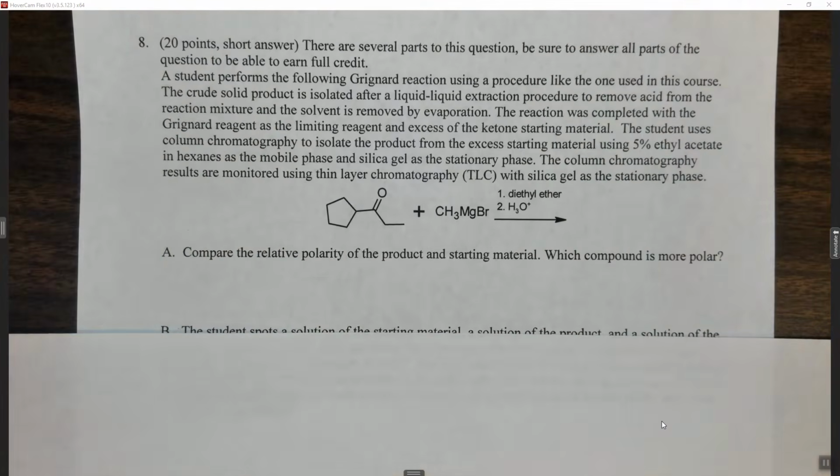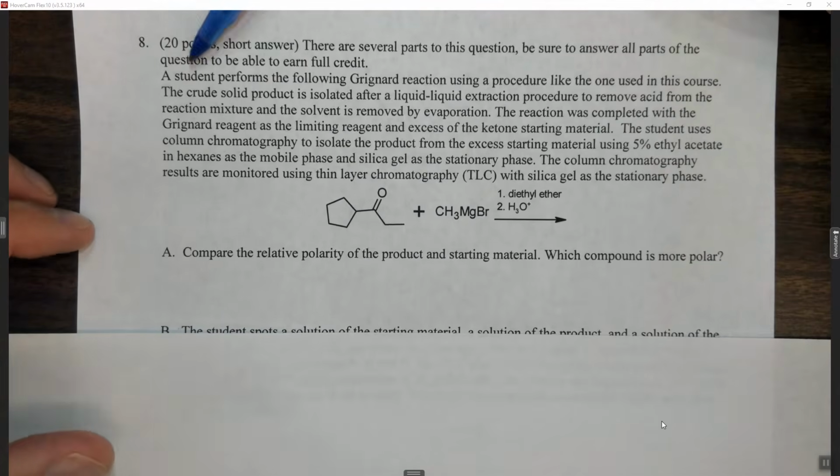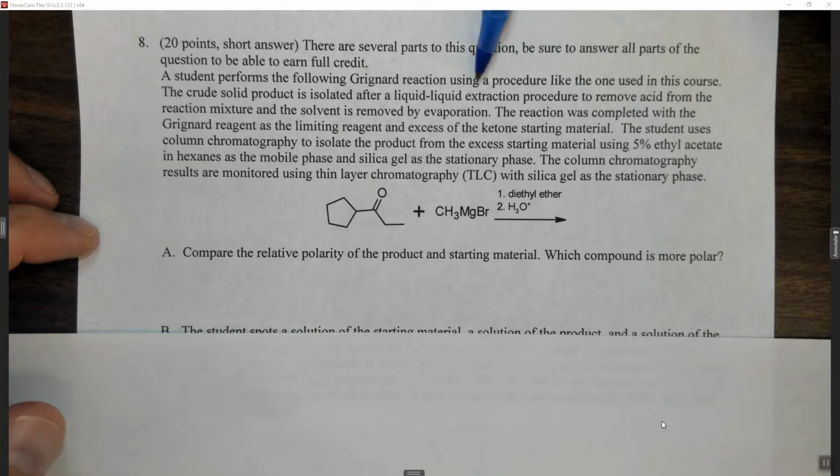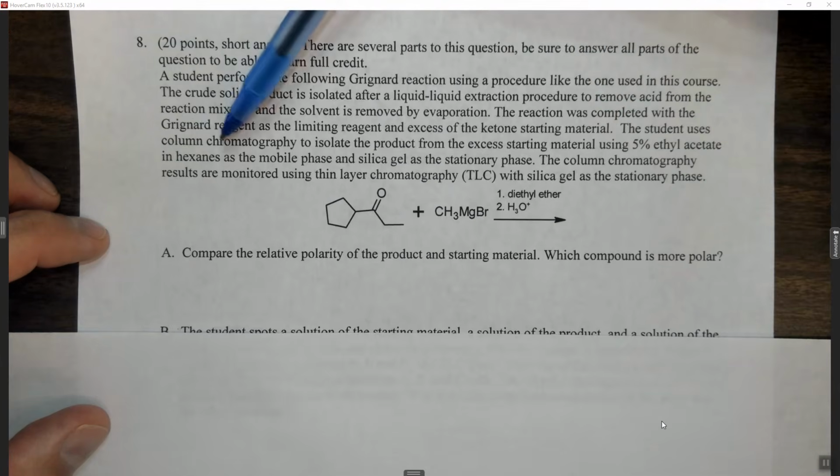Alright, so the last question is quite a long one. It says there are several parts of this question. Be sure to answer all parts of the questions to be able to earn full credit. So the student performs a Grignard reaction using a procedure like the one used in the course. The crude solid product is isolated after a liquid-liquid extraction procedure to remove excess acid from the Grignard mixture, and the solvent is removed by evaporation. The reaction was completed, with the Grignard reagent as a limiting reagent and excess ketone as the starting material.